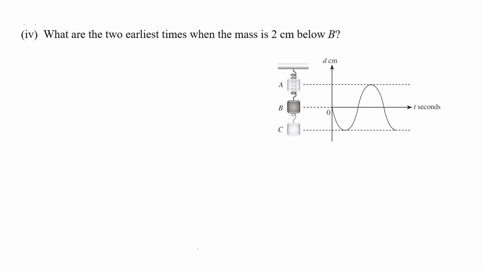Find the 2 earliest times when the mass is 2 cm below B. You have to be very careful when you substitute the value. In this case your D has to be negative because it's below B. If you substitute D to be positive 2, then your answer will not be correct. So the mass is 2 cm below B, therefore D is negative 2.